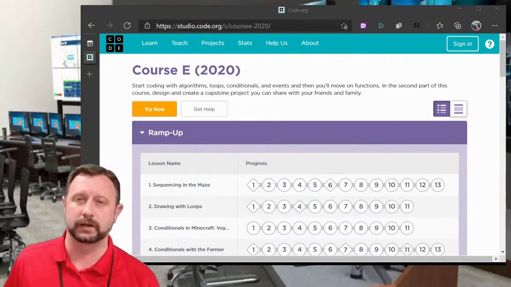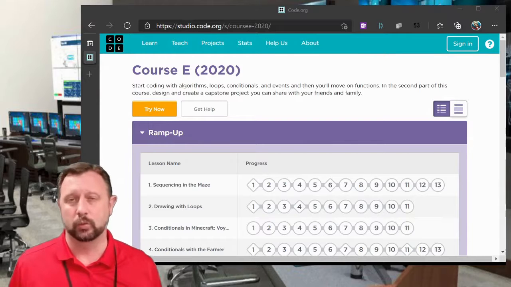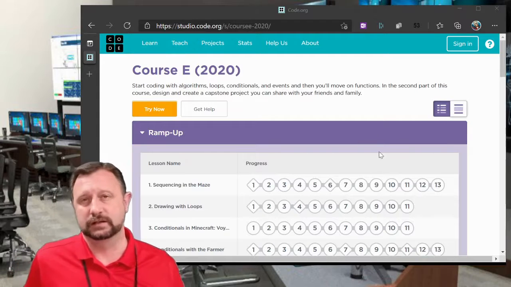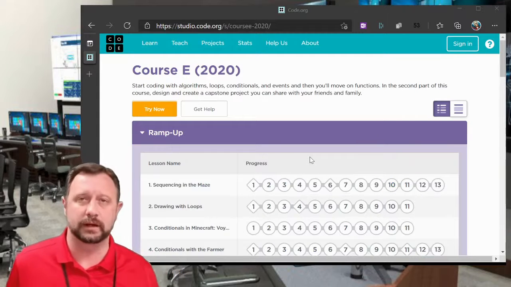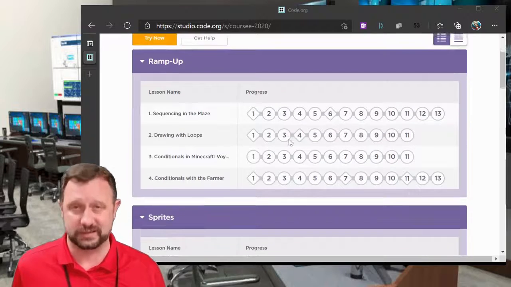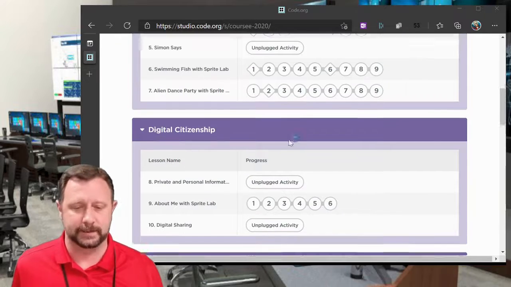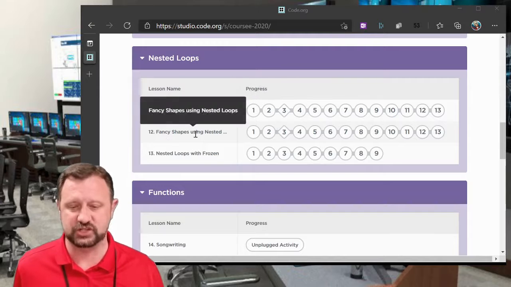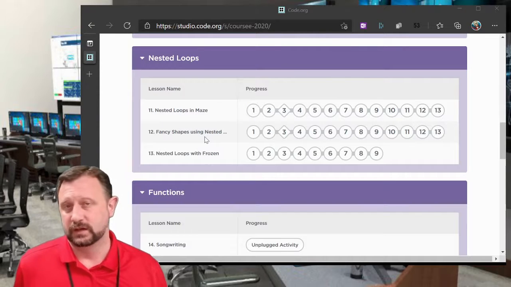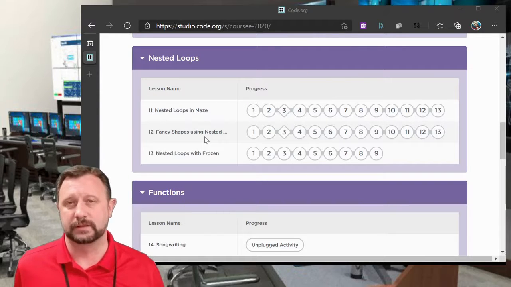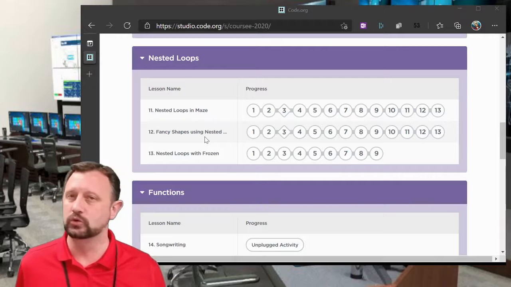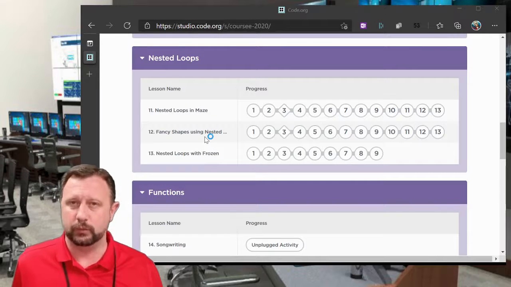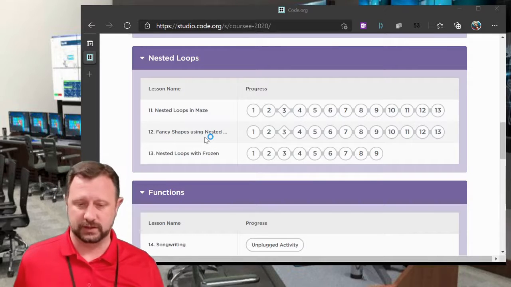Grade. Hello, welcome back to Computer Science. Today, we're going to work more with nested loops, this idea of a loop in a loop. And today we're going to use art to practice looping. We're going to use fancy shapes using nested loops. It's going to be kind of cool because we can really make some complex, complicated, cool-looking shapes when we loop the loops.